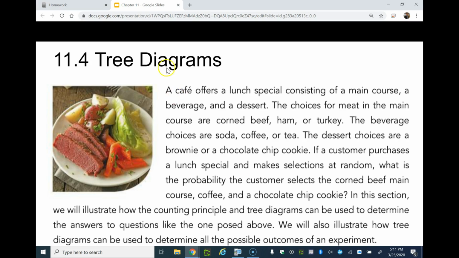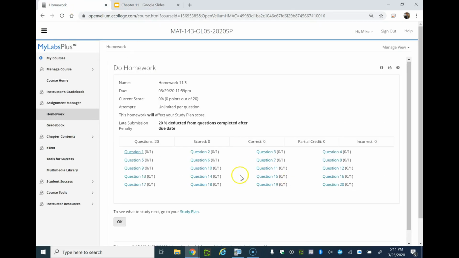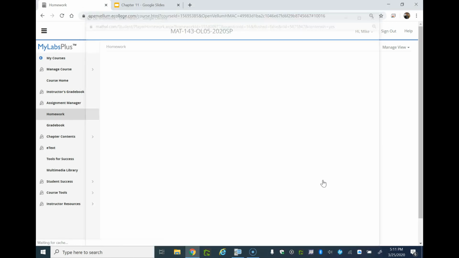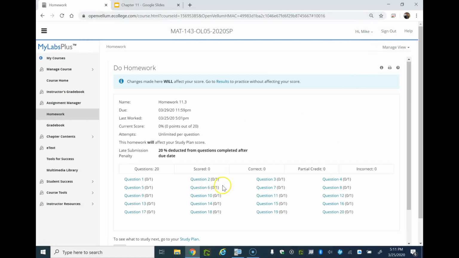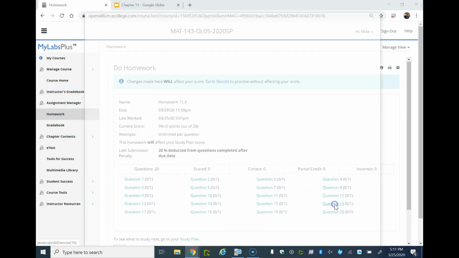All right, so let's move over to the DMA homework, and I want to do at least one problem just to show you how the setup is going to look. Do number 16.